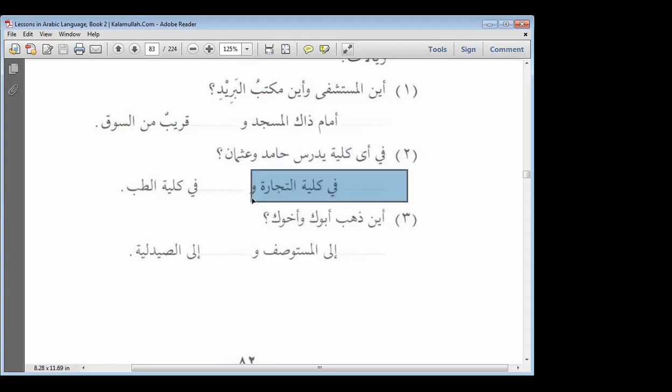Then you continue the next part. Wa amma Uthmanu fahua. So we have the fa here to go with the amma. You all with me? Then you have the huwa to refer back to who? Uthman. Wa amma Uthmanu fa huwa fi kulliyati tibbi. And as for Uthman, he is in the faculty of medicine.